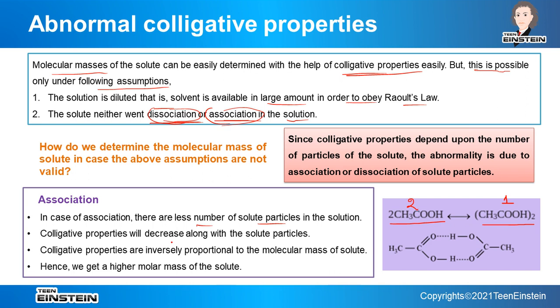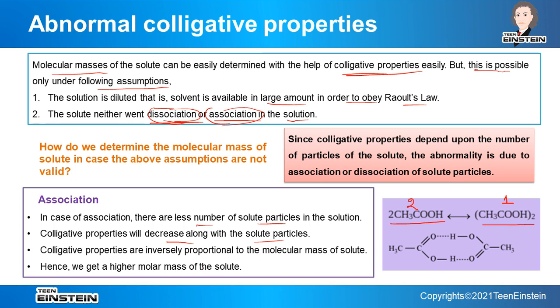So there is a decrease in the number of solute particles in the solution, right? Colligative properties also decrease along with the solute particles, since colligative properties are directly proportional to the number of solute particles. So if the number of solute particles is decreasing, the colligative property value that you will find will also be wrong, and it will be lesser than the actual value.